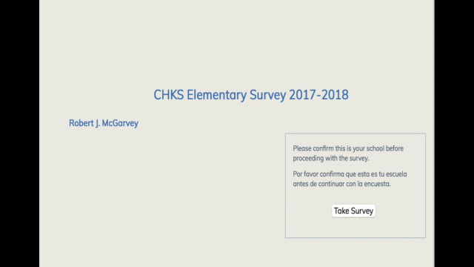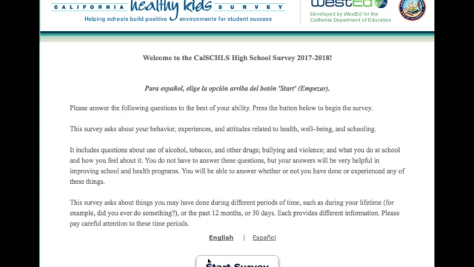So when you get to the elementary survey and you type your name in, this is what the login screen will look like. And then from there, you'll just click on Take Survey. And here's a screenshot of what the high school survey looks like. Again, it gives students a description of what it is and why we're doing it. And then they're allowed to take it in English, or they can do it in Spanish. And they can just go ahead and click Start Survey when they're ready.